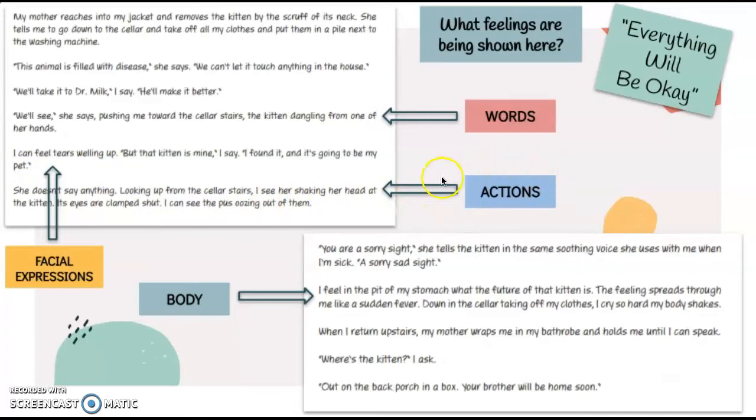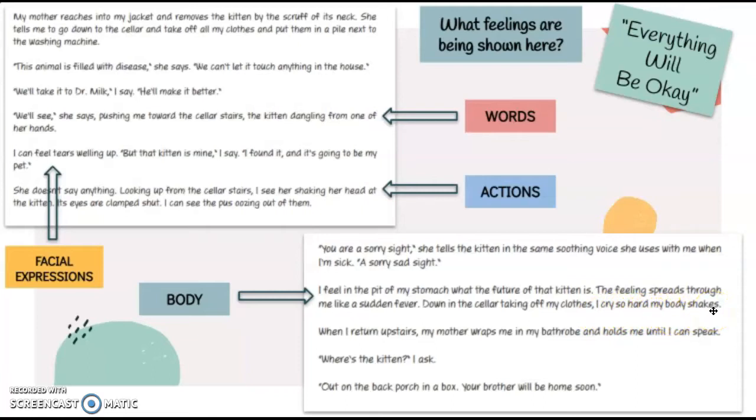Again, we see from the mom's actions that she is shaking her head at the kitten. She doesn't feel the same emotion and love for the kitten, which makes him feel dread. He already knows this story isn't going to go the way he's hoping, that everybody's going to love this kitten. Here's another detail. He says, I feel in the pit of my stomach what the future of the kitten is. The feeling spreads through me like a sudden fever. And then down in the cellar, he cries so hard that his body shakes.